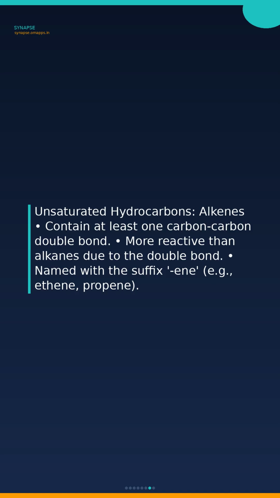Here is another real-world application, the production of plastics. Many plastics are made from polymers derived from unsaturated hydrocarbons like ethene. Understanding the properties of these hydrocarbons is crucial for developing new materials.